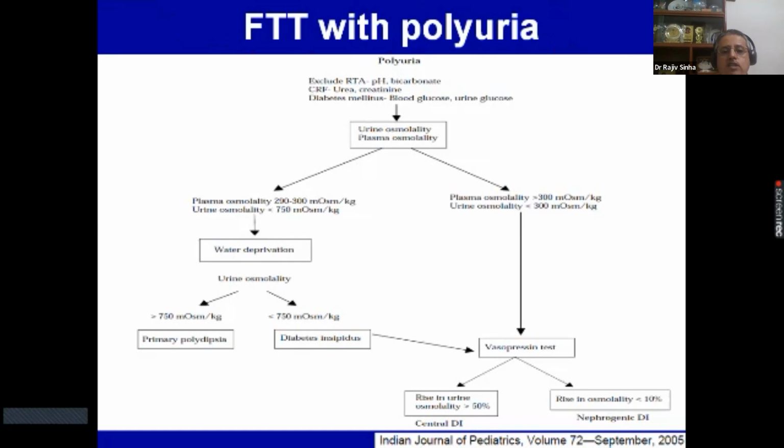So how do you approach a child with polyuria? Well, you first rule out renal tubular acidosis, chronic kidney disease, diabetes mellitus, and then you go for a paired sample of urine and plasma osmolality. If your urine osmolality is less than 300, and your plasma osmolality is more than 300, then you can straight away go for the vasopressin test. Otherwise, you might request a water deprivation test.